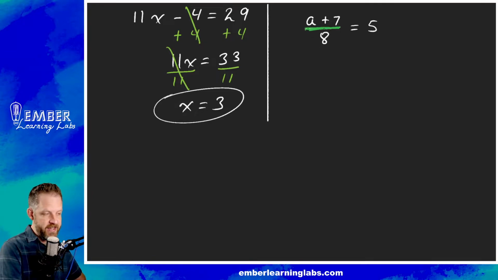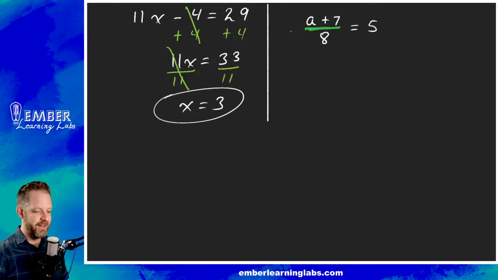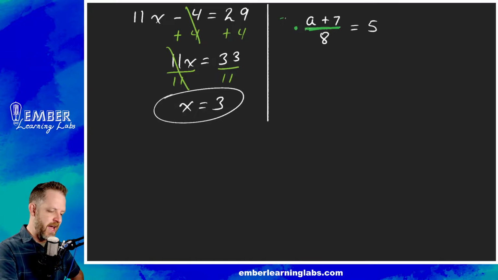Now, this 8 is underneath the fraction. Hopefully you've learned that fractions are the same as dividing, right? So this 8 is divided into all the rest of it. So what's the opposite of dividing? Multiplication. So we're going to multiply 8 on both sides. Multiply 8 over here, and then multiply 8 over there. Those two 8s cancel out, leaving us with a plus 7 equals, what's 5 times 8? 5 times 8 is 40.